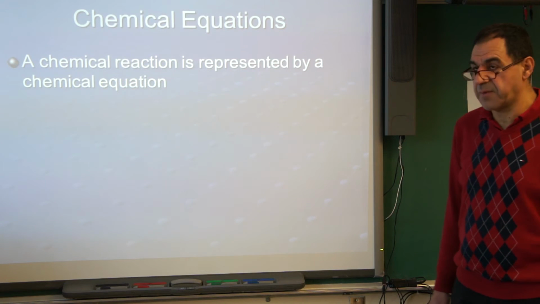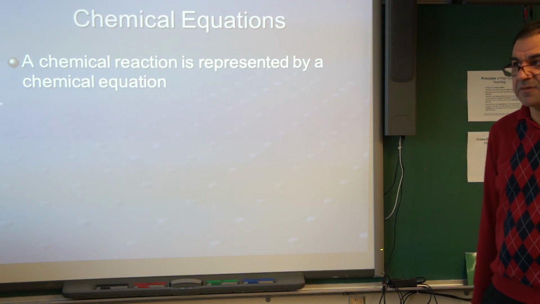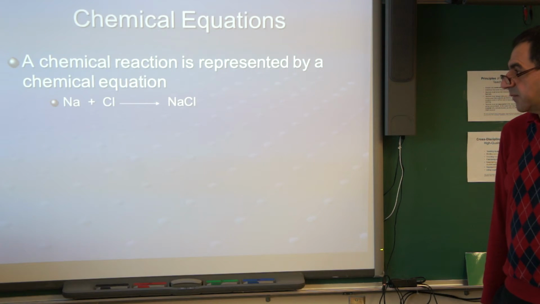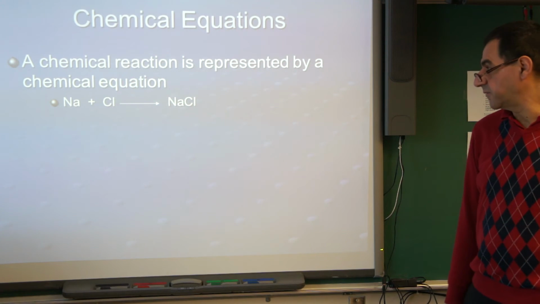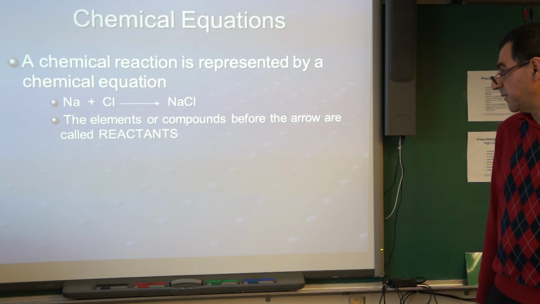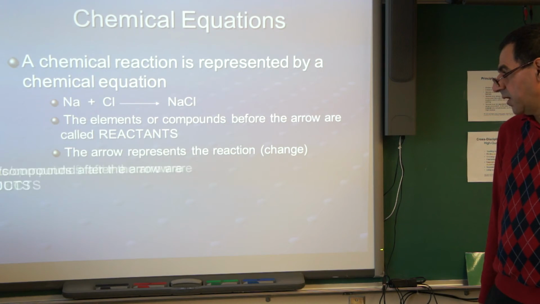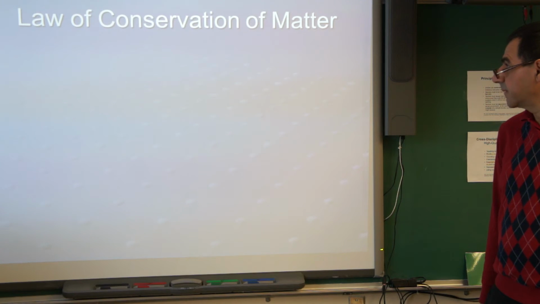Chemical equations: a chemical reaction can be represented by a chemical equation. For example, sodium plus chlorine forming sodium chloride. The elements before the arrow are called reactants, and the elements after the arrow are called products.